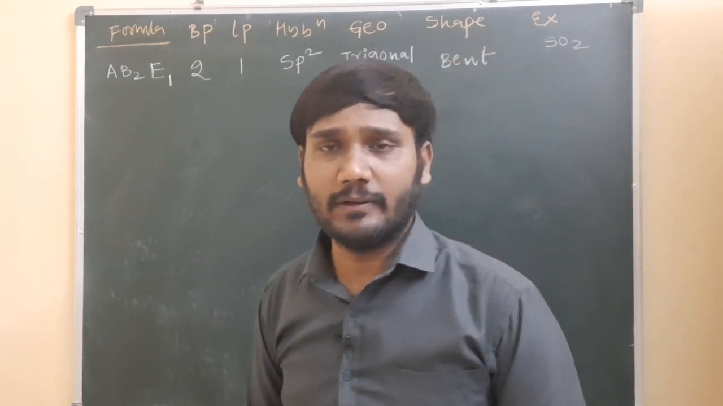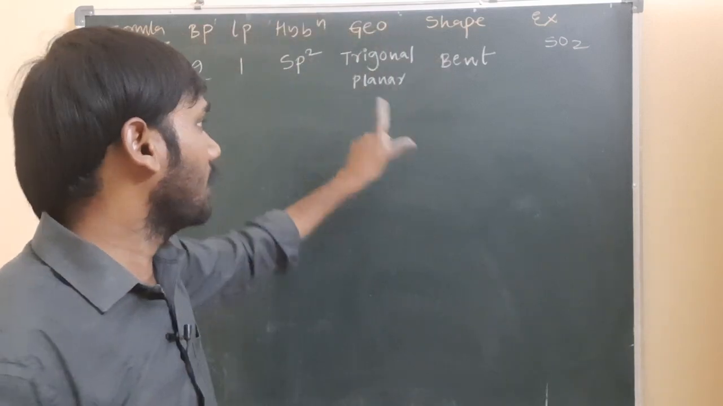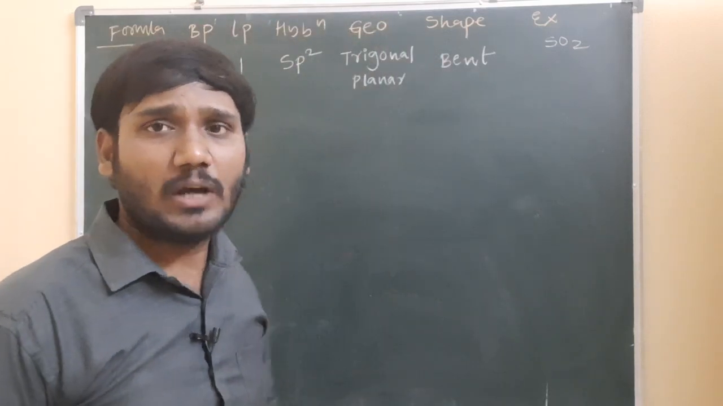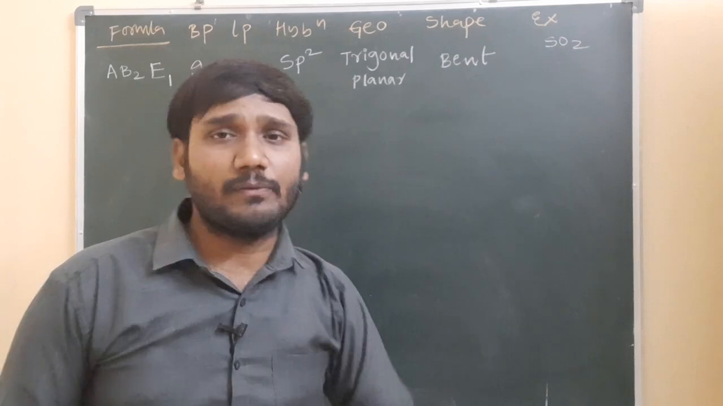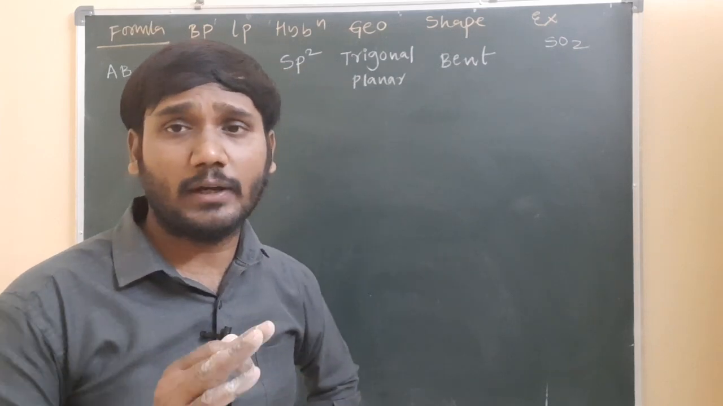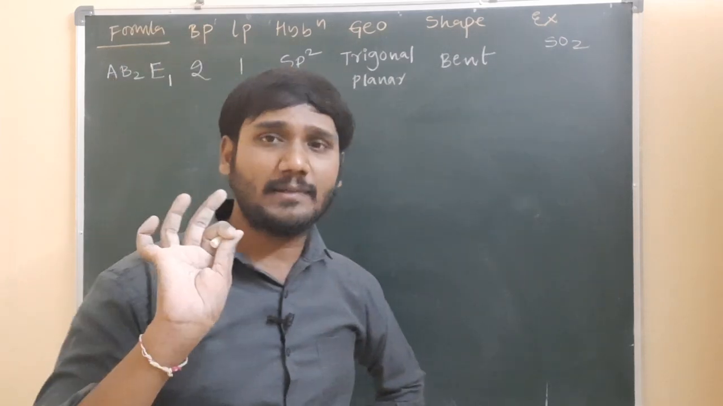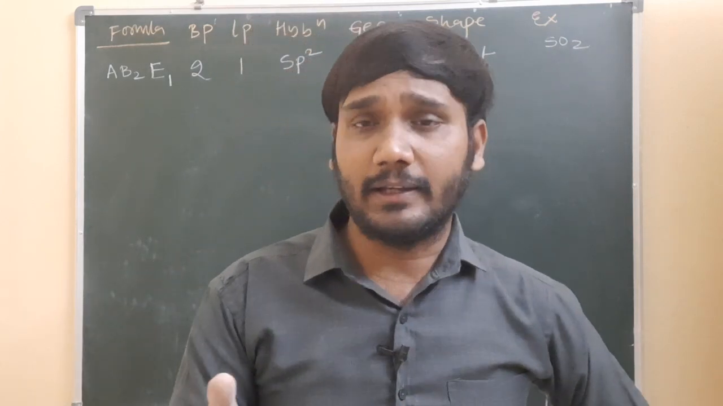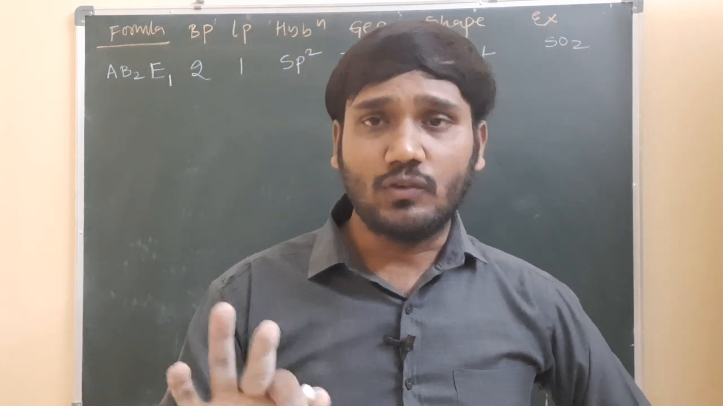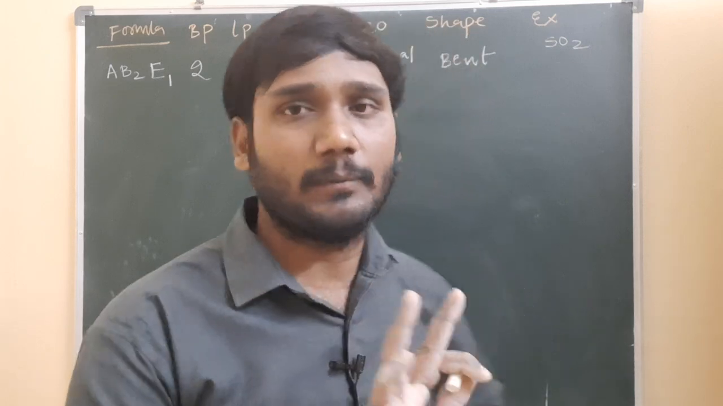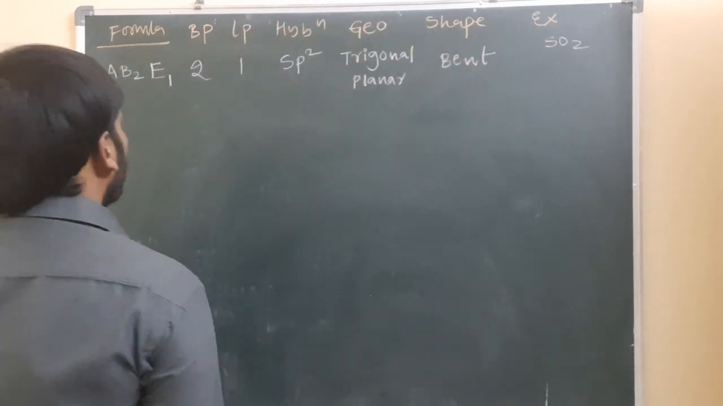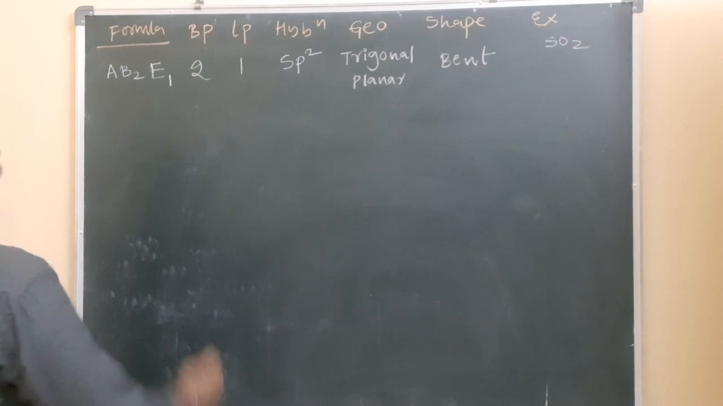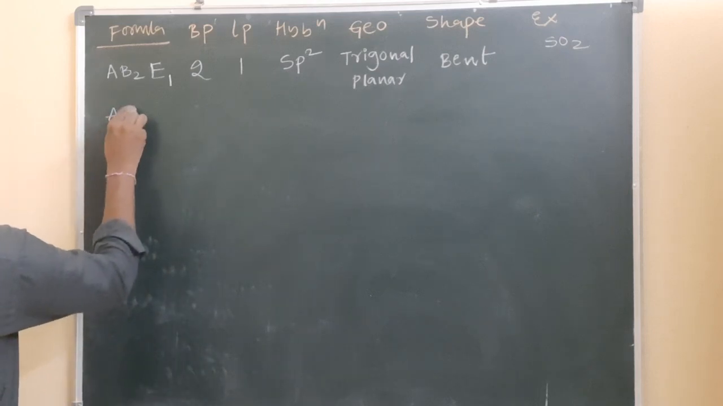But lone pairs are present here. Due to the lone pairs, the geometry and shape will be different. Geometry is trigonal planar, and the shape of the molecule is bent shape due to the lone pairs. If lone pairs are present, geometry and shape are not equal. If lone pairs are not present and only bond pairs are present, geometry and shape are both equal. Now, AB2E1 is completed. Next one is AB2E2.